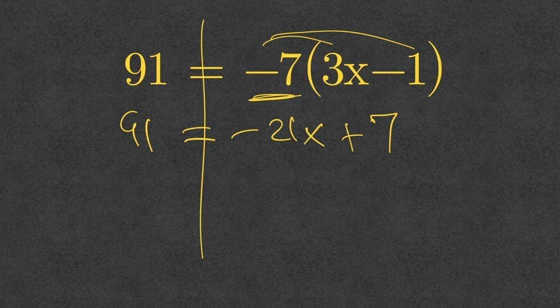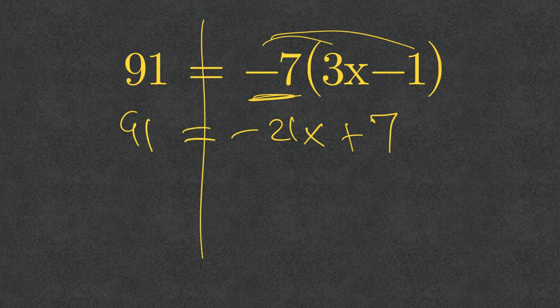On the right side, is there anything that we can combine? Negative 21x plus 7. Are those terms like? Yes or no? Say it with confidence. No. Okay? So there's nothing to combine right now. Both sides of this equation are as simple as they're going to get. So now we move to the third step of the approach.